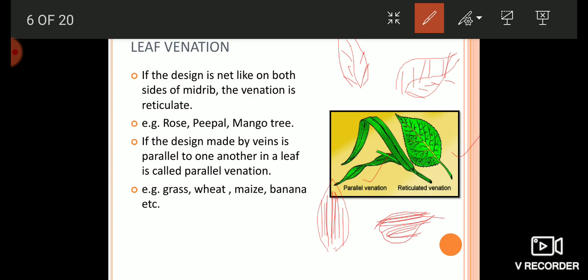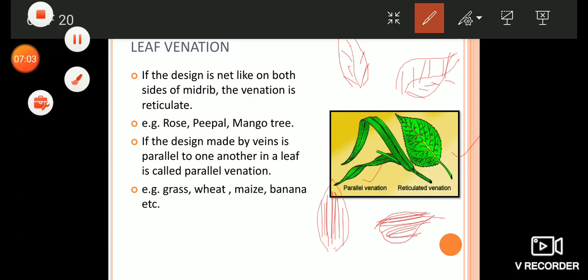Again, we have already studied in the previous video that if the leaf shows reticulate venation, then the plant has a tap root system. And if the leaf shows parallel venation, then the plant has a fibrous root system. Do you remember this? So parallel venation goes with fibrous root and reticulate venation goes with tap root.